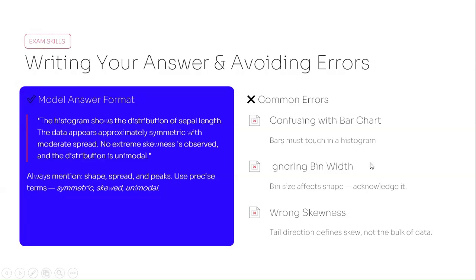Common errors include: students often confuse histogram with bar chart, ignore the bin width, and misidentify skewness. The biggest mistake they make is looking at where the data is concentrated instead of the tail direction.